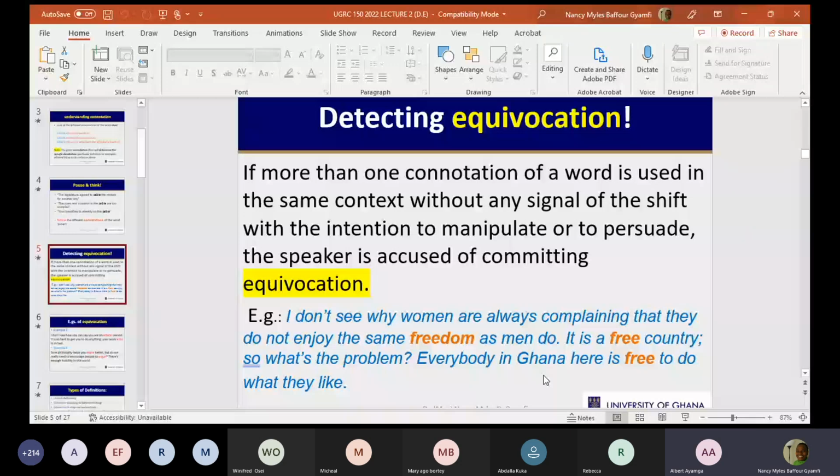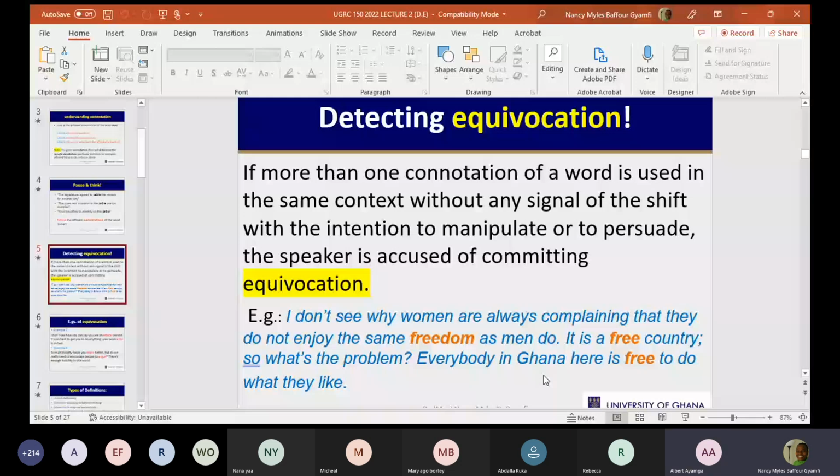If more than one connotation of a word is used in the same context without any signal of the shift, with the intention to manipulate or to persuade, the speaker is accused of committing equivocation. Thank you very much. So we are trying to detect a certain error in language. When we are using language, there's a certain error. Equivocation is not something to be proud of. It is an error in the way you are speaking or someone is speaking, which we must detect.